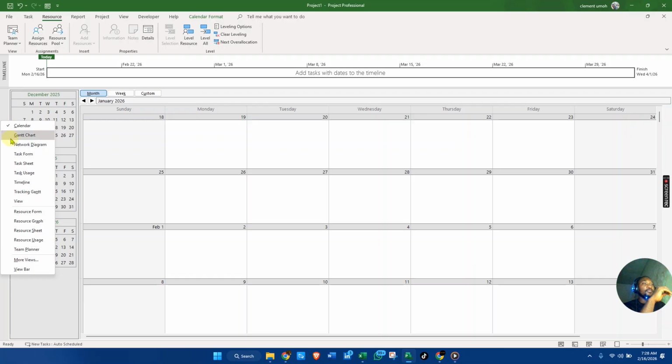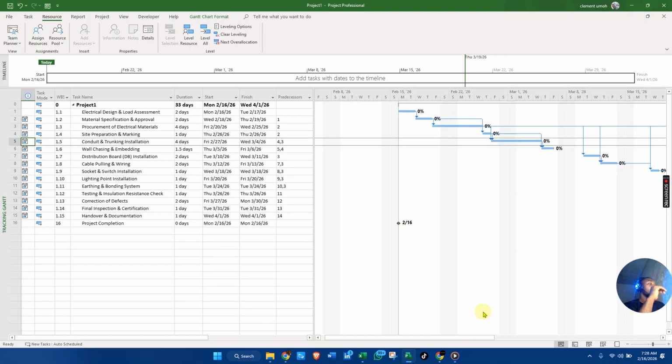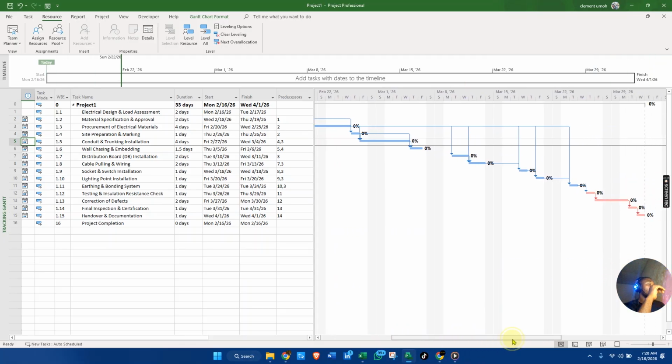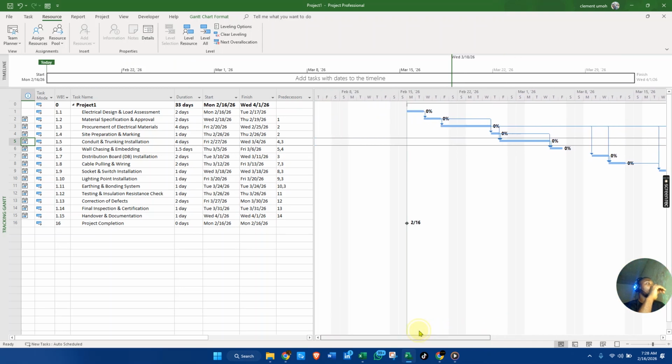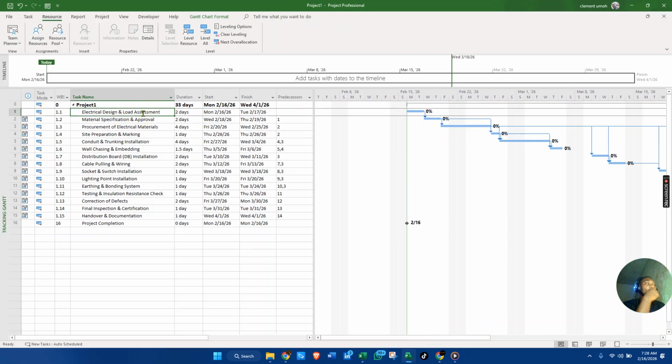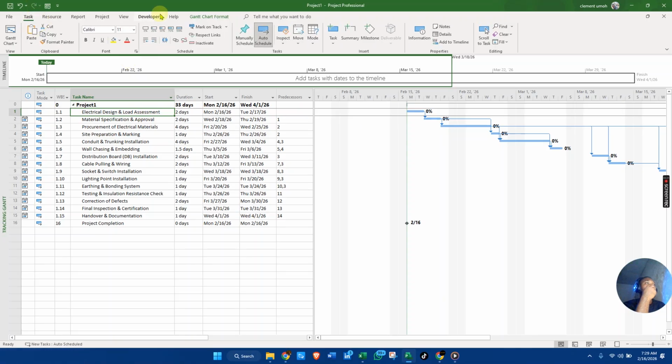All right, so let's go to tracking Gantt, and this is our tracking Gantt, and you can see everything here is at 0%, except also our critical path is at 0%. In order for the project to commence, the first activity on the project Gantt chart is our electrical design. So just go to 100%. Now completed.